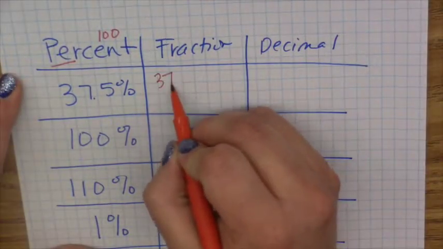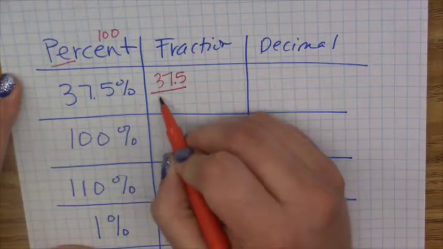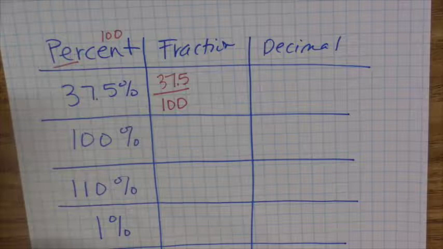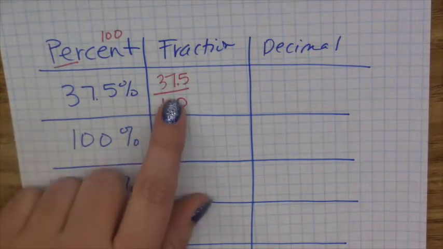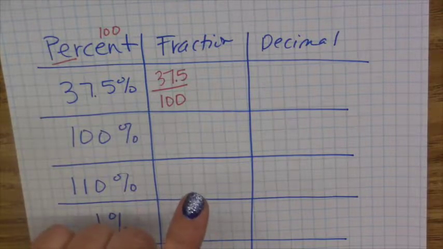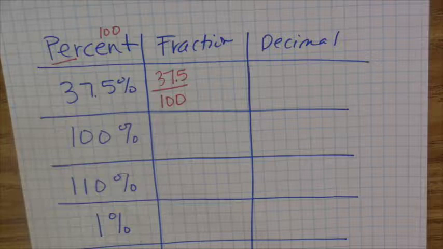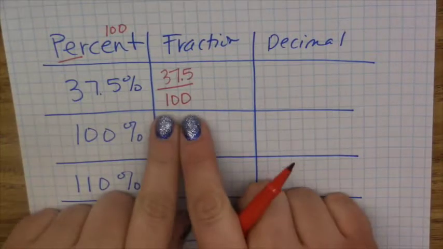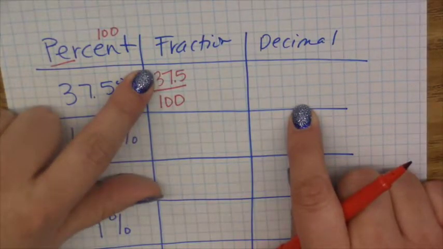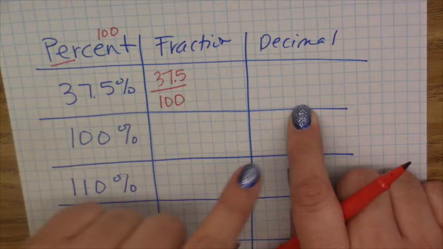So 37.5 over 100. So from here, if you wanted to, you could make your 37.5 into an improper fraction, and then you could simplify that down, and that would get rid of that decimal in the top part if you wanted to. Now to write this as a decimal, we actually work out the 37.5 over 100, and it becomes a decimal.